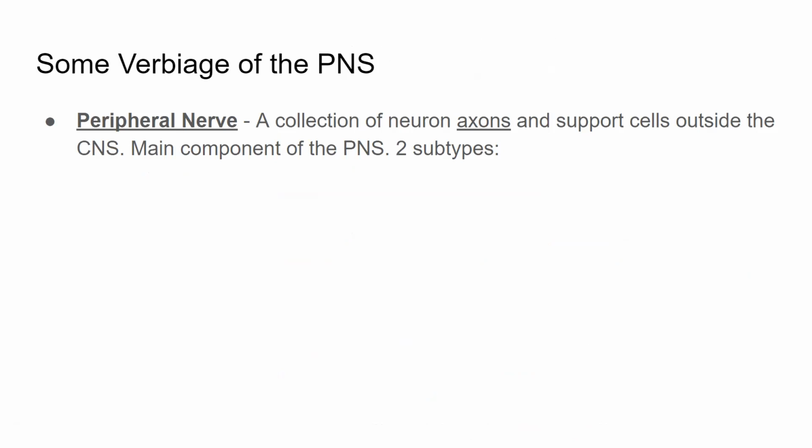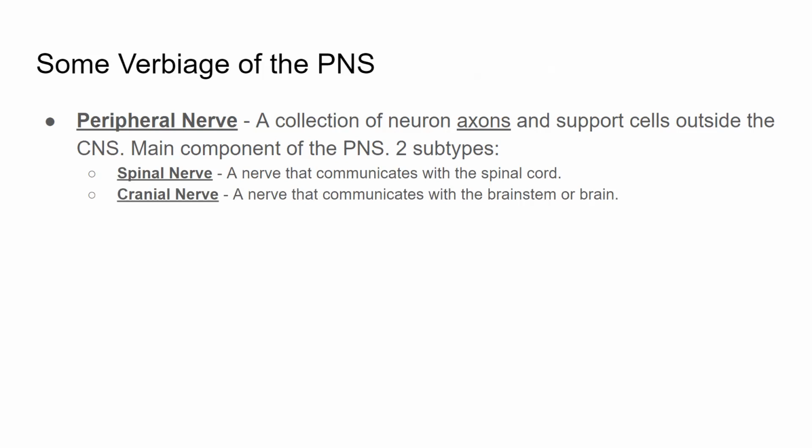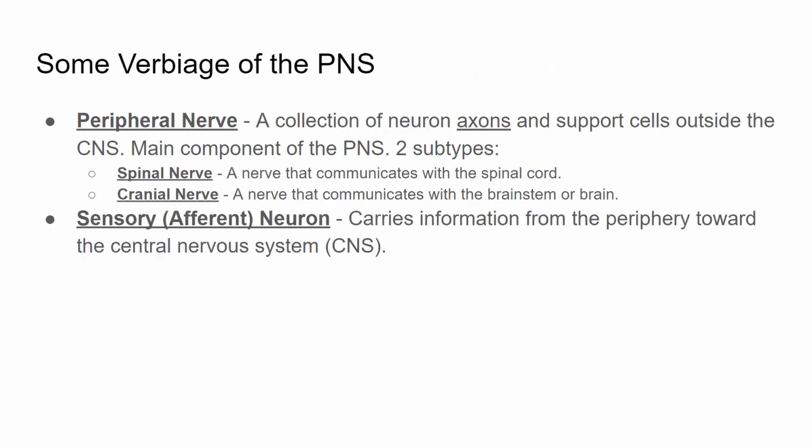So when I say peripheral nerve, what I mean is a collection of axons and support cells, and we'll talk about what those are, that are outside the central nervous system. You guys have been looking at peripheral nerves for, I don't know, 7 weeks or something, so I hope it'll be more fun to know what's in there now. There are 2 types of peripheral nerves. There's a spinal nerve, which communicates directly with the spinal cord, and a cranial nerve, which communicates with the brain stem or directly with the brain. We'll talk about those a little more.